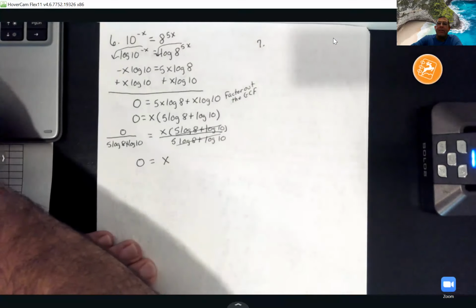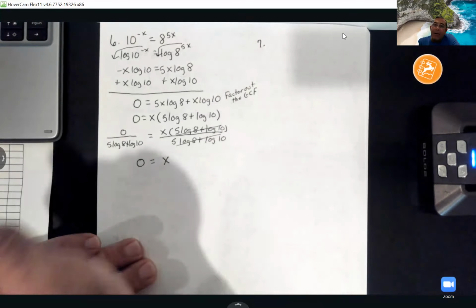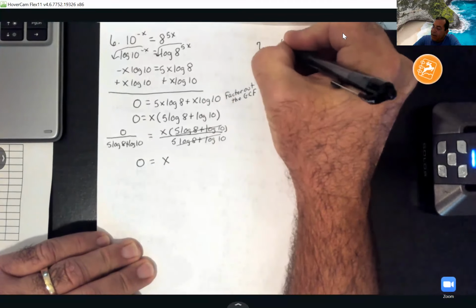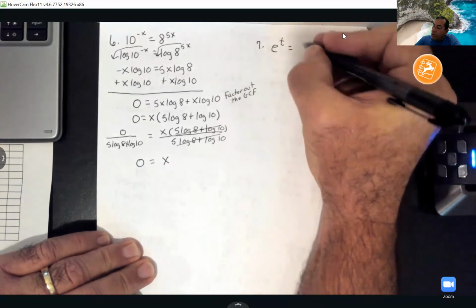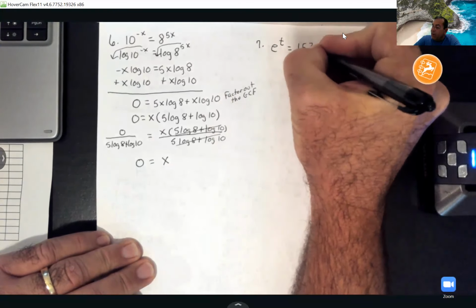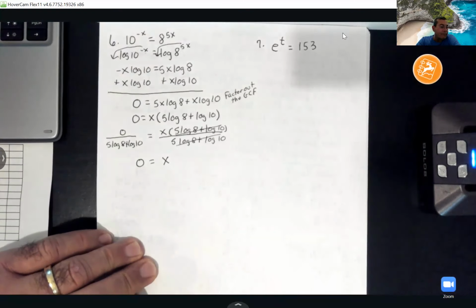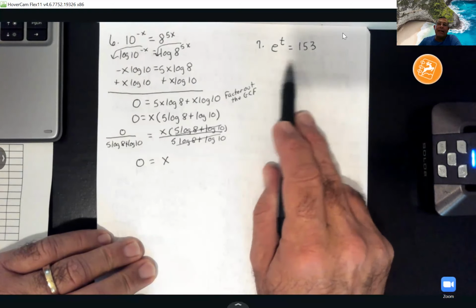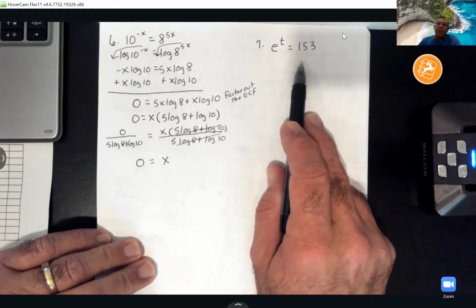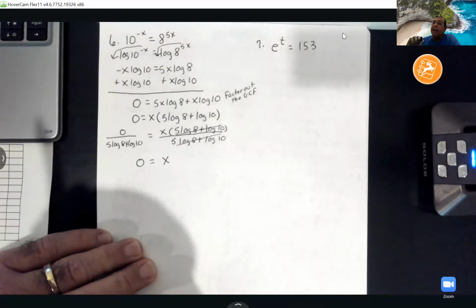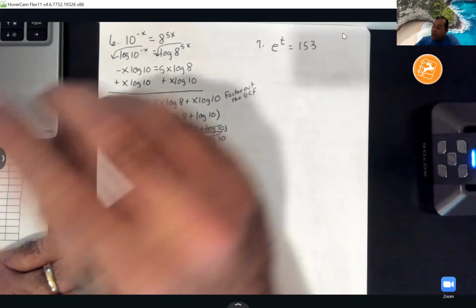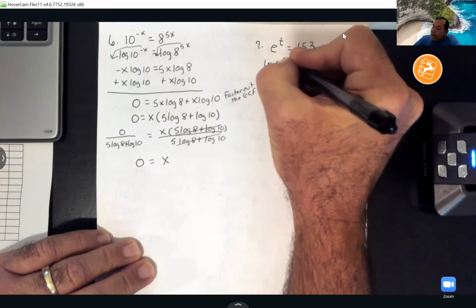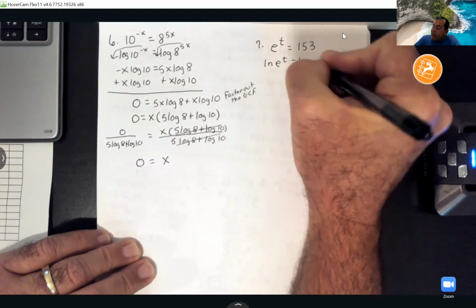All right, y'all. So this next problem is one where I would do a ln versus a log. I've got e to the t equals 153. So I'm not going to try to rewrite that using the same base. So I'm going to jump right off to take a ln instead of a log. I'm going to do an ln, and you'll see why in just a second. So I'm going to take an ln of e to the t. That's going to equal an ln of 153.